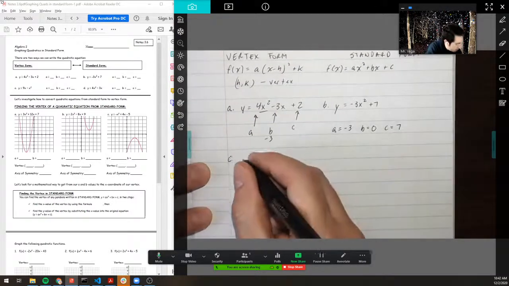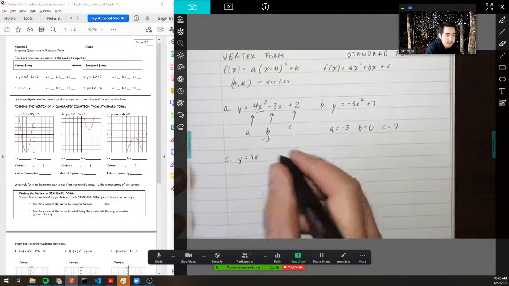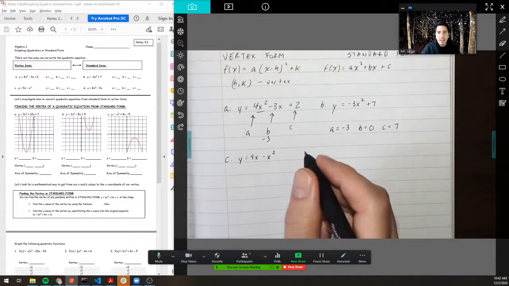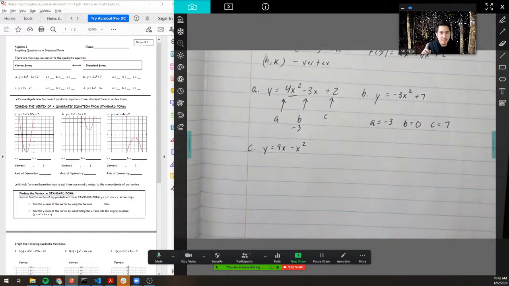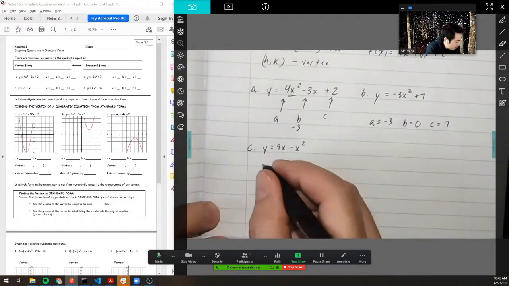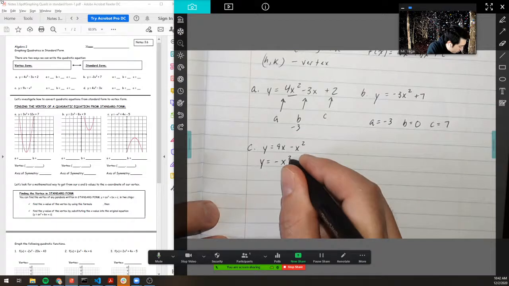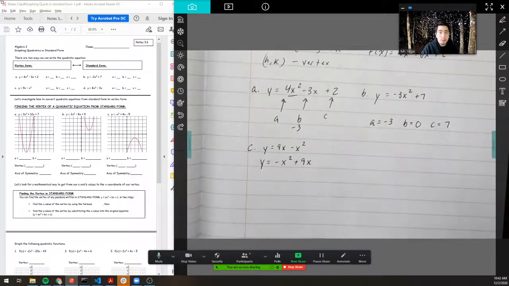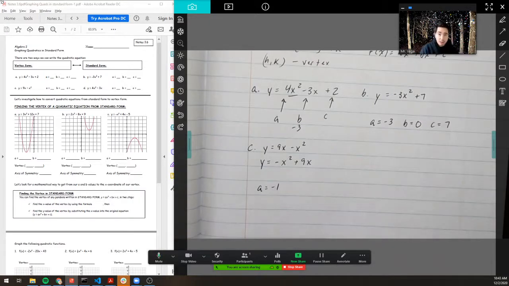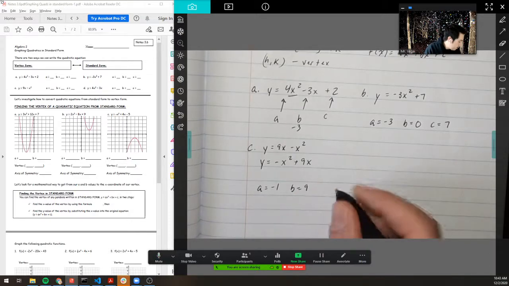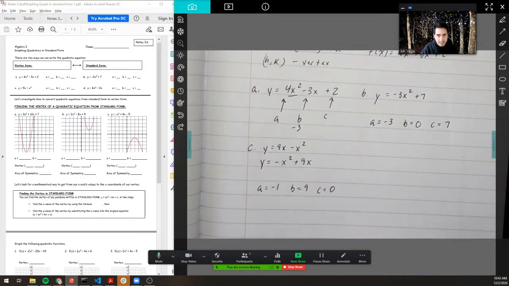C, y equals 9x minus x squared. First thing I think about on a problem like C is that it's not in standard form. It's kind of backwards. The x squared should be first. This should be y equals negative x squared plus 9x. If you have it in that form, it makes it easier to tell what a and b are. So a here is negative 1. You see it's negative x squared, so a is negative 1. B here is just positive 9. And c here is 0. You don't see a 0 here, but you could always put a 0 if you want to. It doesn't change anything.